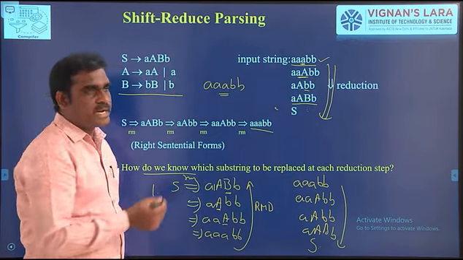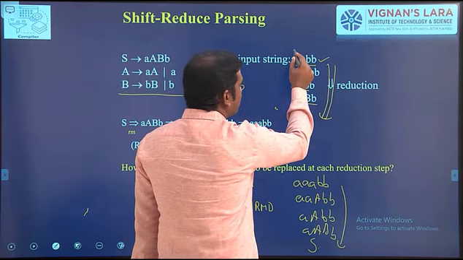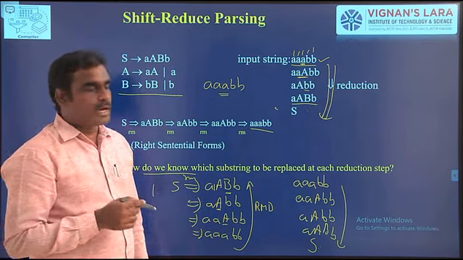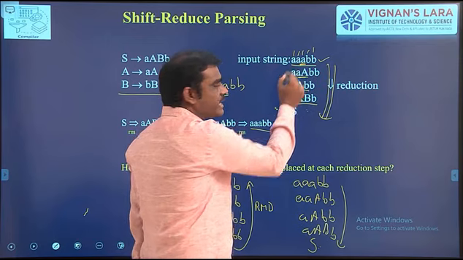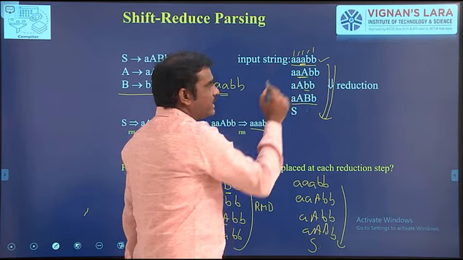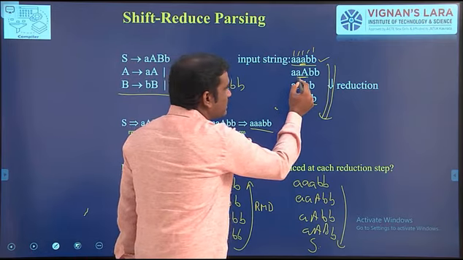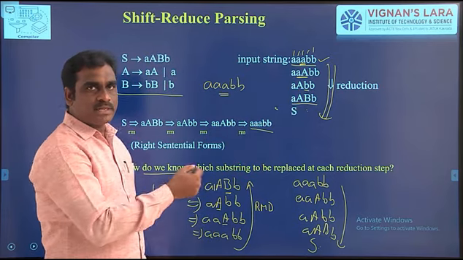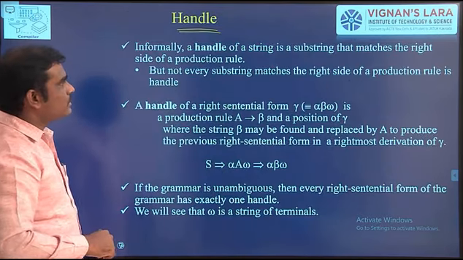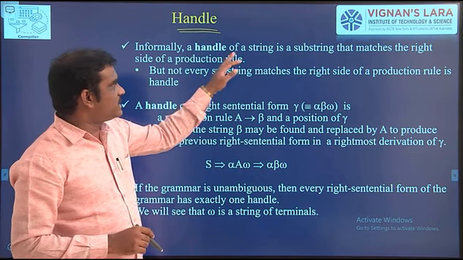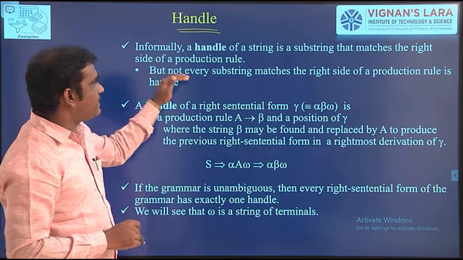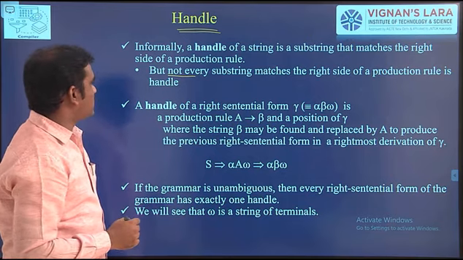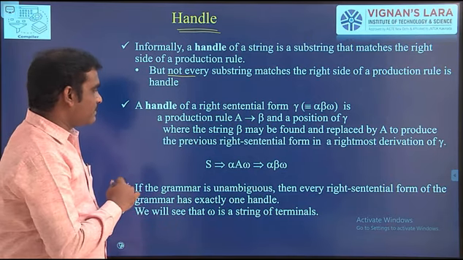So in this case, what is the handle? Handle means the replacement symbol. Here we have a total of 5 symbols. Out of 5 symbols, we handle only one symbol, and in this case the symbol is A. So this A is replaced with AA. The next time, the next handle is AA, and now AA is replaced with A. So handle means nothing but the replacement symbol. A handle of a string is a substring that matches the right side of a production rule, but not every substring that matches the right side of a production rule is a handle. Nothing but the replacement symbol.